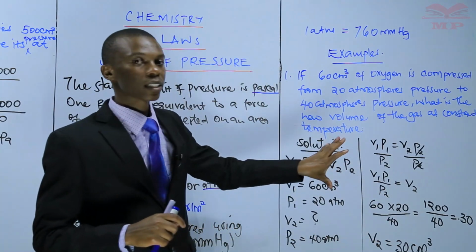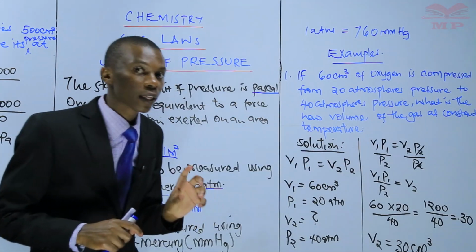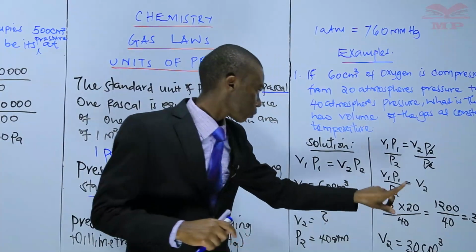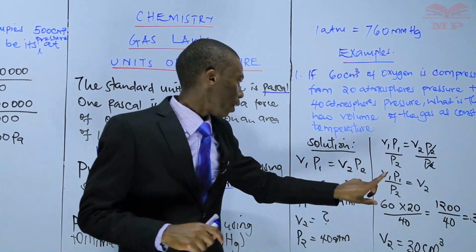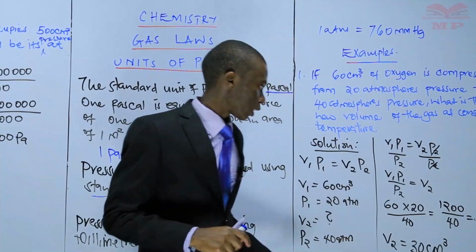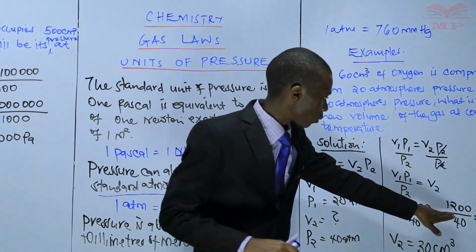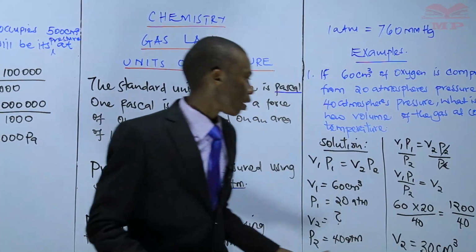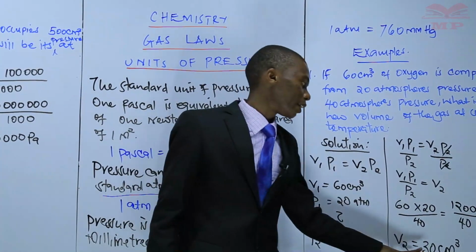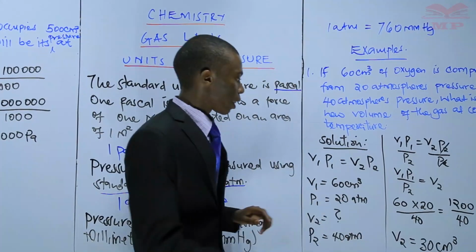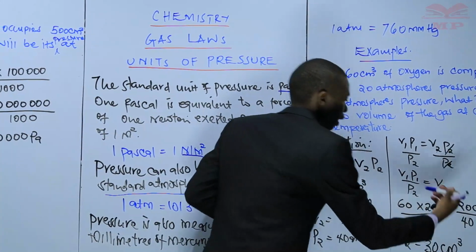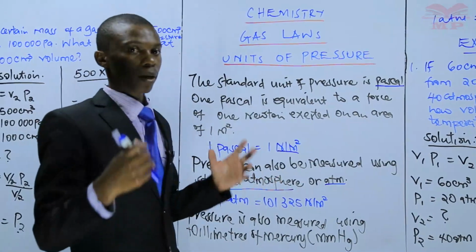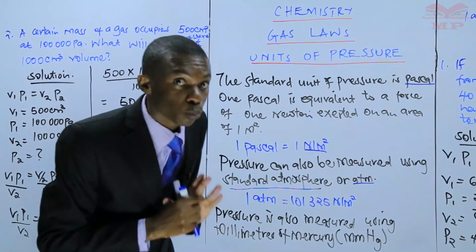Now from there, the next step is substitution. Once you substitute, V1 is 60, P1 is 20, P2 is 40. Therefore, 60 times 20 is 1,200. To divide by 40, this will give you 30. And therefore, the V2 is 30 centimeters cubed. And I've told you again, you must include the units because they are so important. That shows that those are the units of measurement of volume.